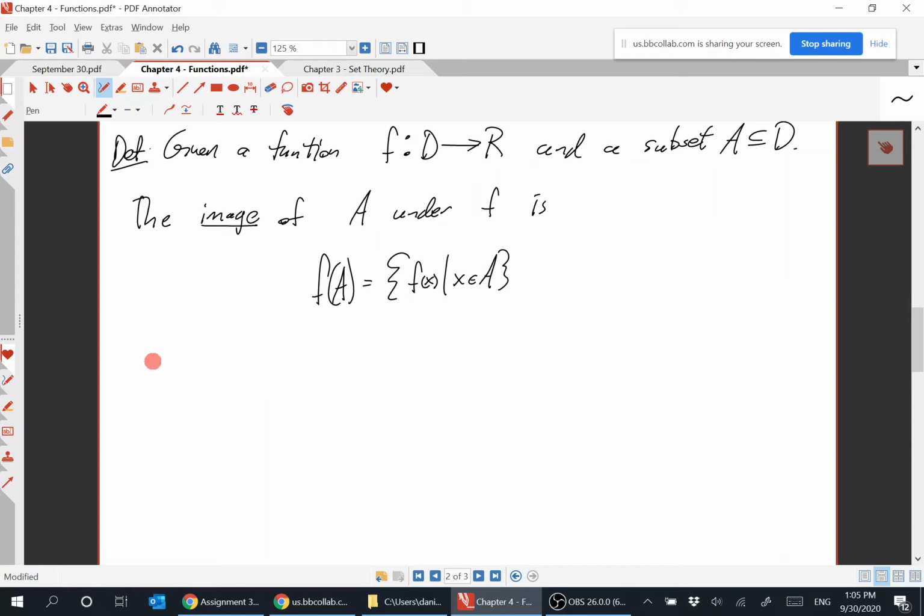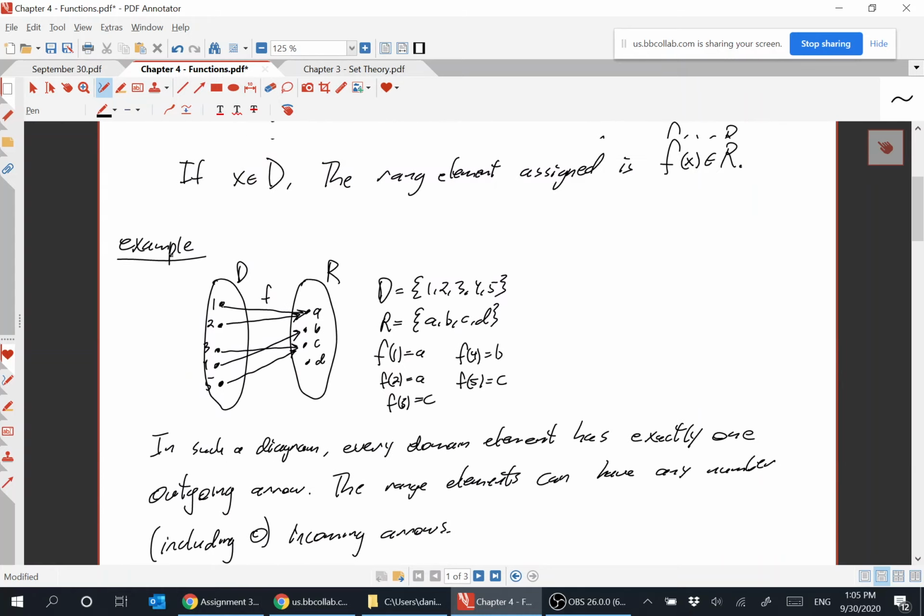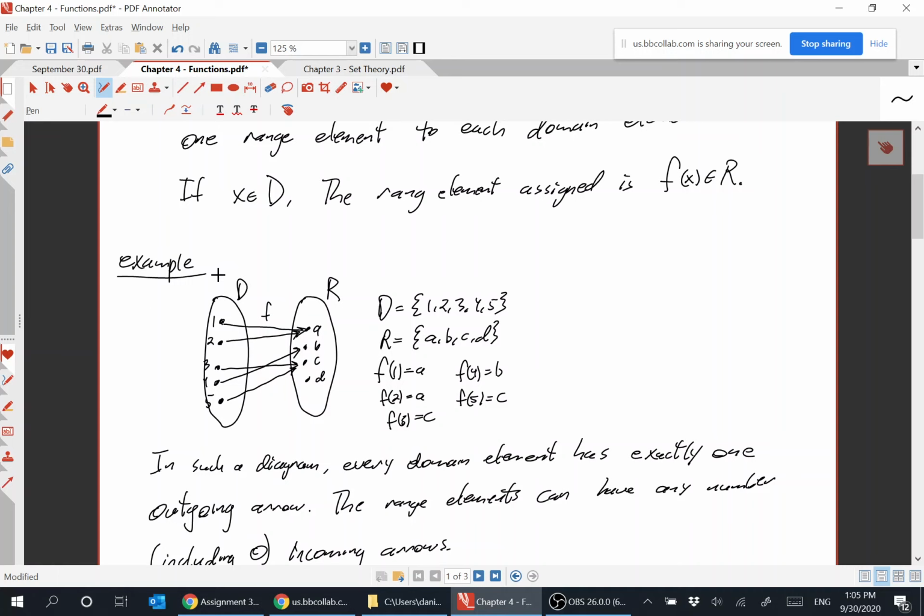So, for example, we go back to this little arrow diagram we got here.